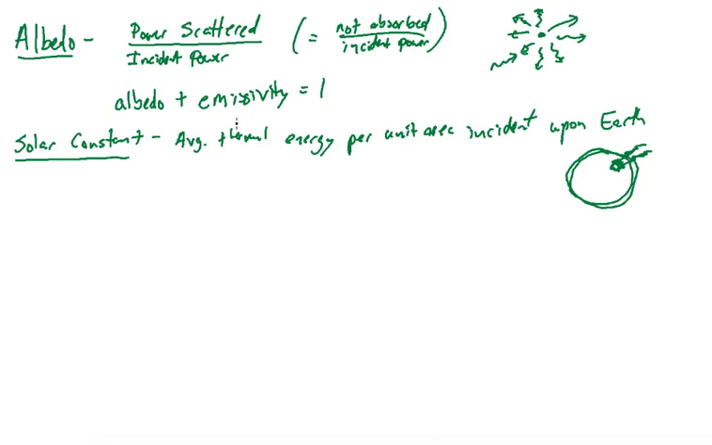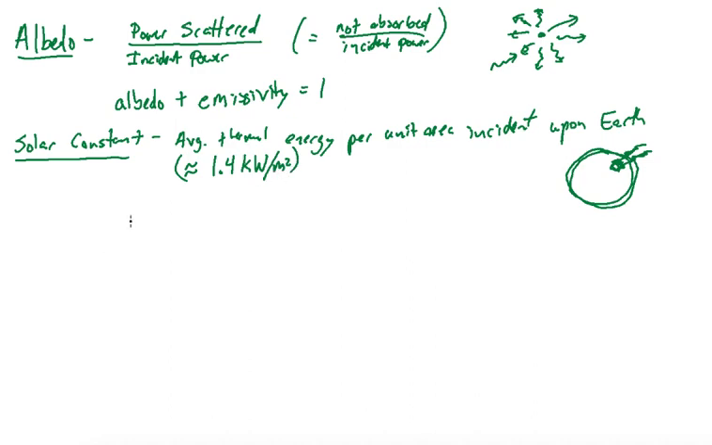And this is our solar constant, our average thermal energy per unit area incident upon Earth. It is approximately, although it varies around below this number, depending upon the activity of the sun. More sunspots, the higher this number gets. The less sunspots, the less activity, the lower this number gets. It is 1.4 kilowatts per square meter. Okay, and that's approximately its value right there.